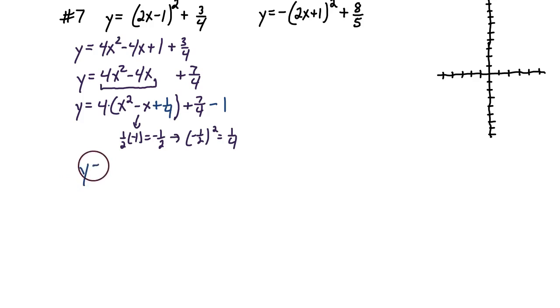Next step, let's factor our perfect square trinomial as (x minus 1/2) squared. And then 7/4 minus 1 makes plus 3/4. What we've done is we've taken this original equation, which was not quite vertex form, and we've rewritten it so we do have vertex form. Now we have our h and our k and our a.